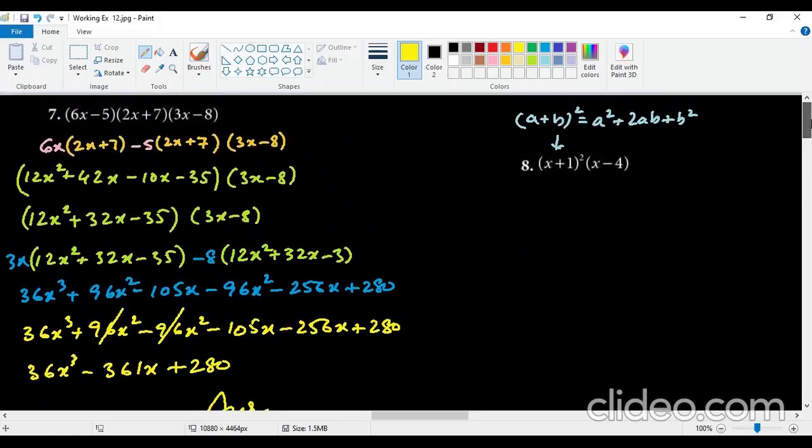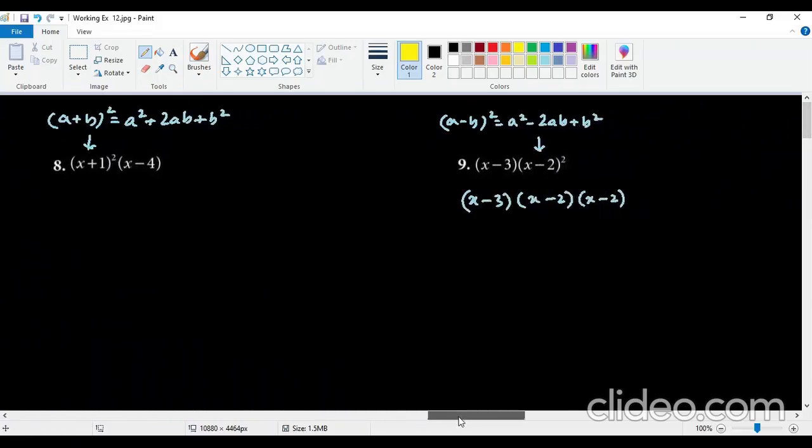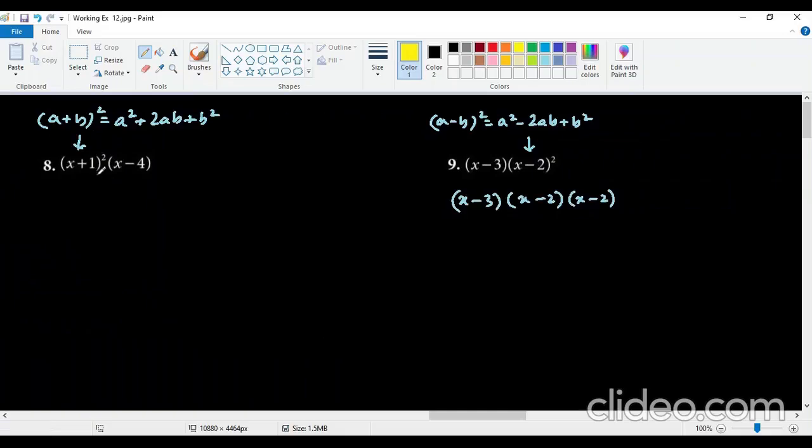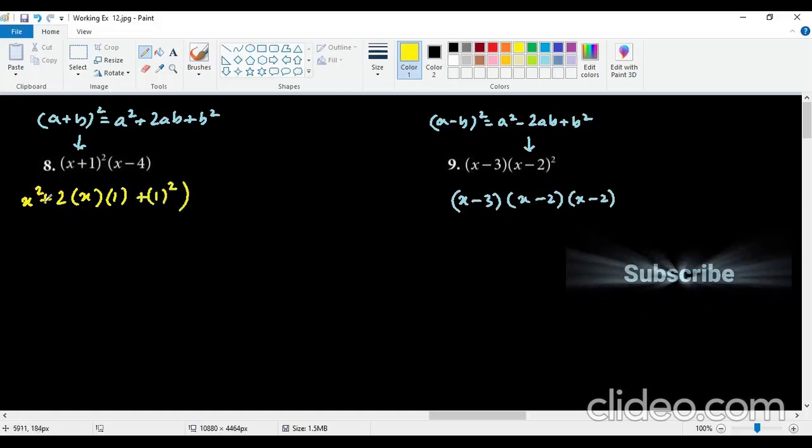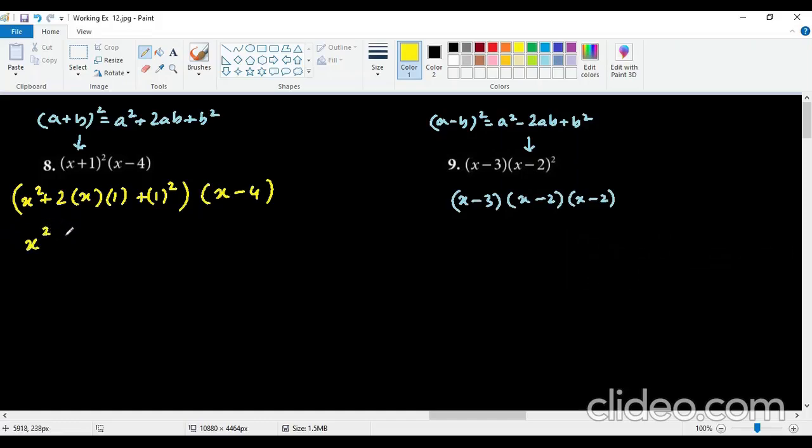Moving on to the next question, which is question number 8. The first bracket is going to use the a plus b whole square formula, which is a square plus 2ab plus b square. So I will write this as a square plus 2ab plus b square. This is the answer for the first bracket, and it is going to be multiplied by x minus 4. So the first bracket is going to give me x square plus 2x plus 1.